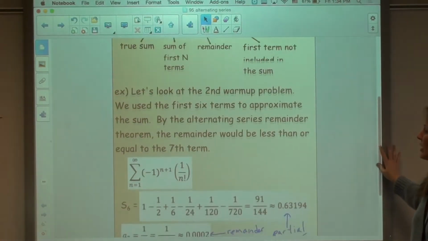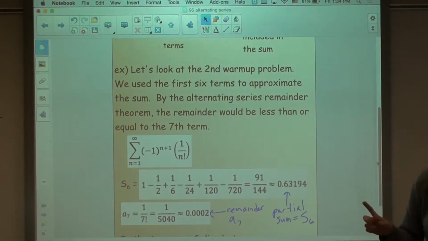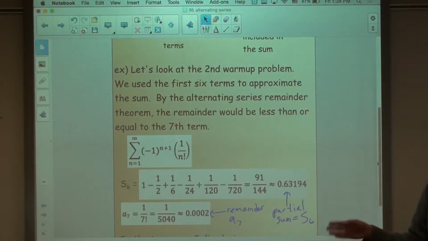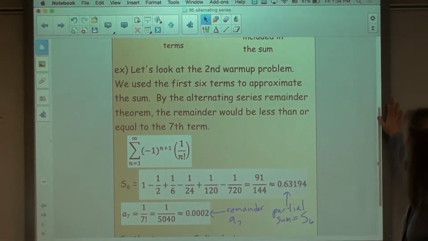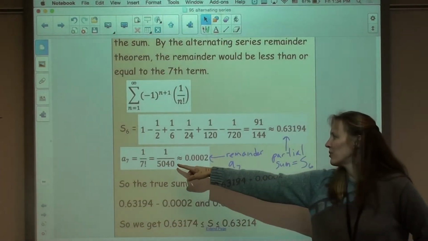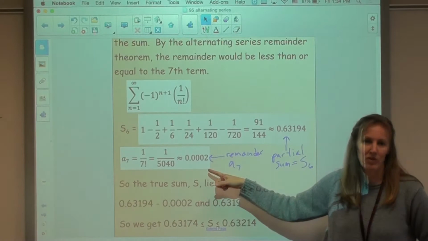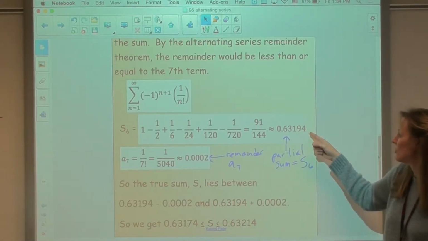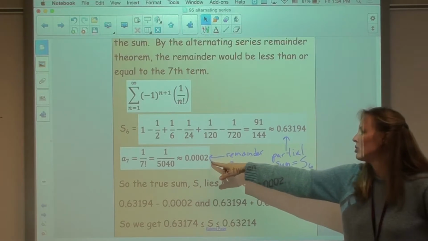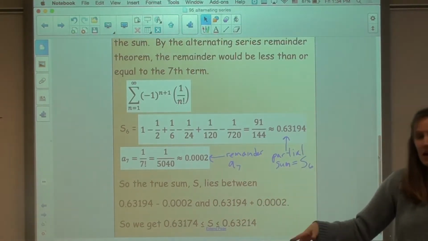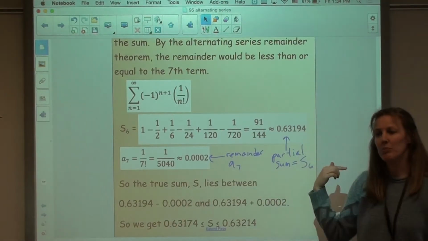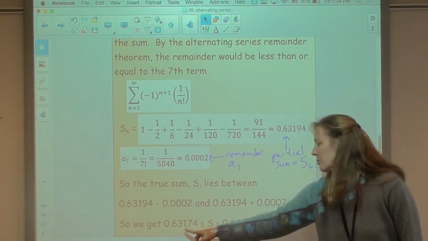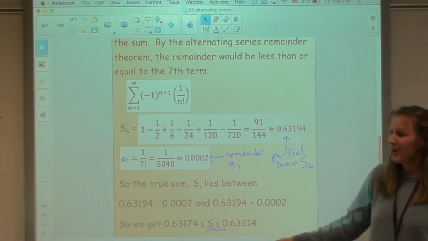So for this first one, this is just kind of an example. That second warm-up, if you remember, we added the first 6 terms of the series, so we got the 6th partial sum. If we found the 7th term, which if you actually did it was roughly 0.0002, that means that our partial sum is within 0.002 away from the correct sum. If we took what we got and added and subtracted 0.002 from it, then the real sum has to be within that interval. Now makes sense? Oh, good.